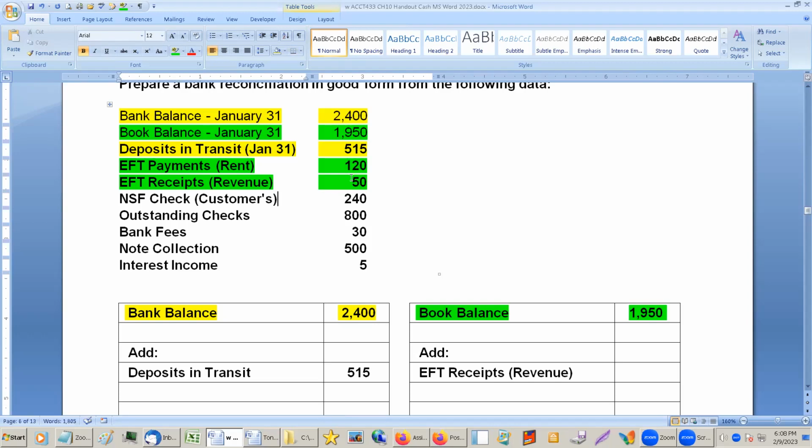So a customer handed us a check for $240. We thought it was good. We may even have checked to see if it was good. Anyway, we deposited it thinking it was good, and it comes back that it's not sufficient funds.